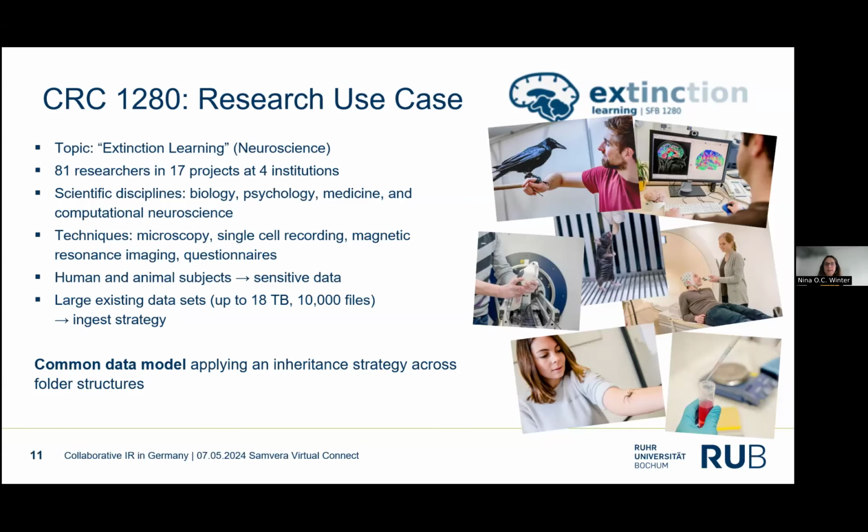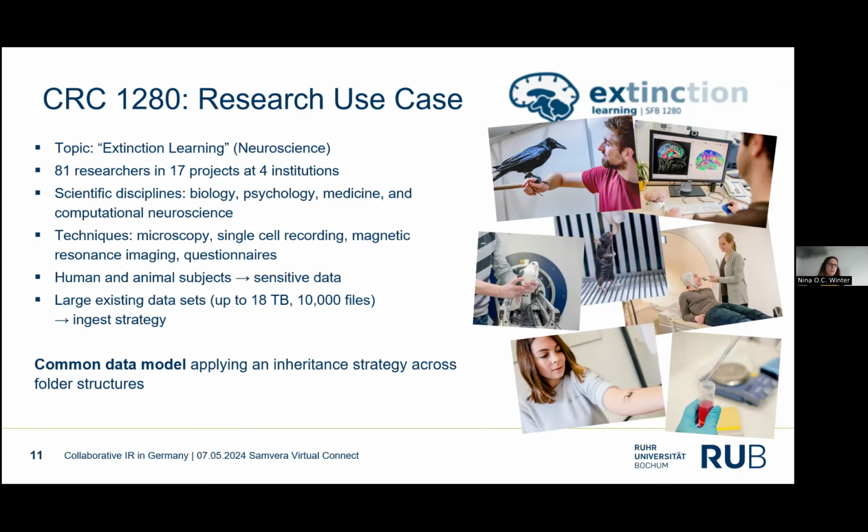So what we basically did, which is maybe not so usual, is that we carried out all the development together with a research use case. This is one of these collaborative research centers at Ruhr University. Researchers are coming from neuroscience. We have more than 80 researchers at 4 institutions. RUB is 1 institution and 3 other institutions are involved. And they apply different methods, of course.